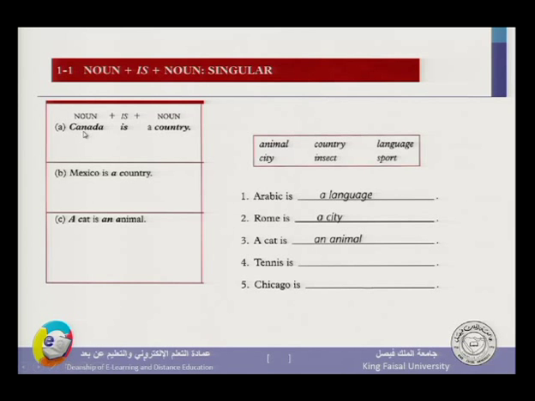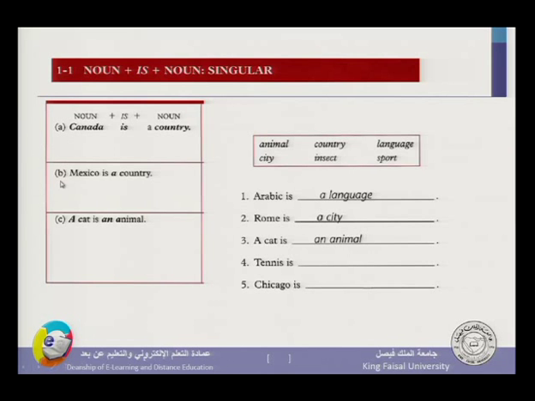So Canada is a singular noun. Singular means not plural. You should know this terminology. When I say singular, I mean mufrad. And plural means jama. So singular and plural. So Canada is a noun. Is, you should know this. I will not repeat things again like that. So noun plus is. Canada is a country.